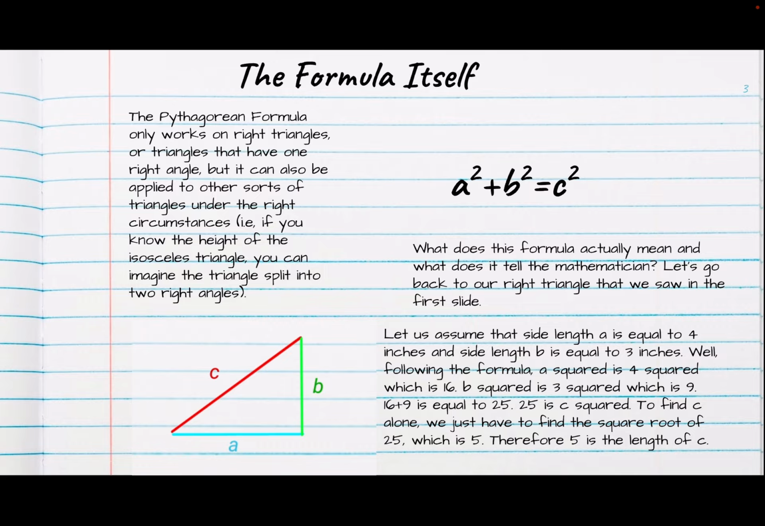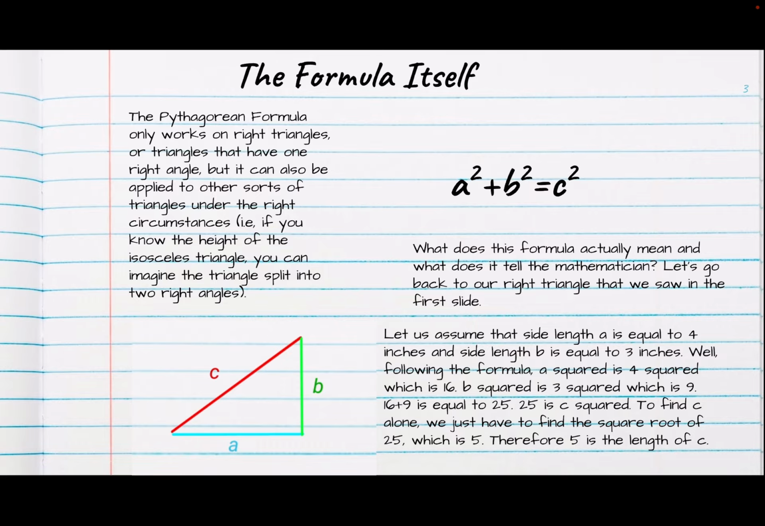The basic fundamental formula itself is a squared plus b squared equals c squared. You can see it in many different forms, like c equals the square root of a squared plus b squared, but they all mean the same thing. Now, what does this formula actually mean, and what does it tell the mathematician?